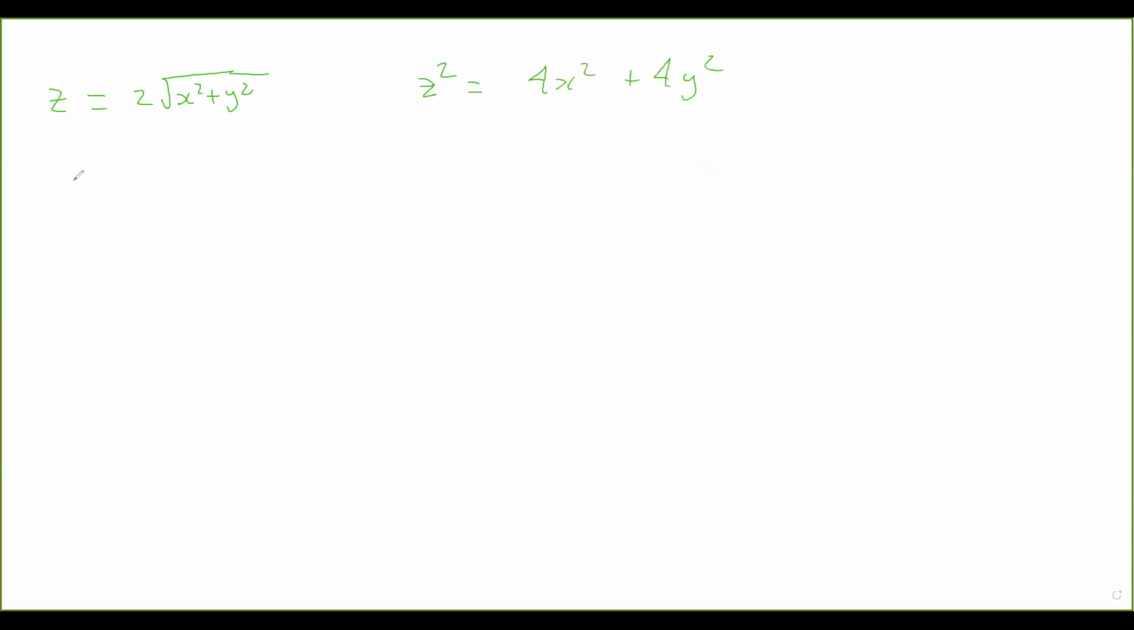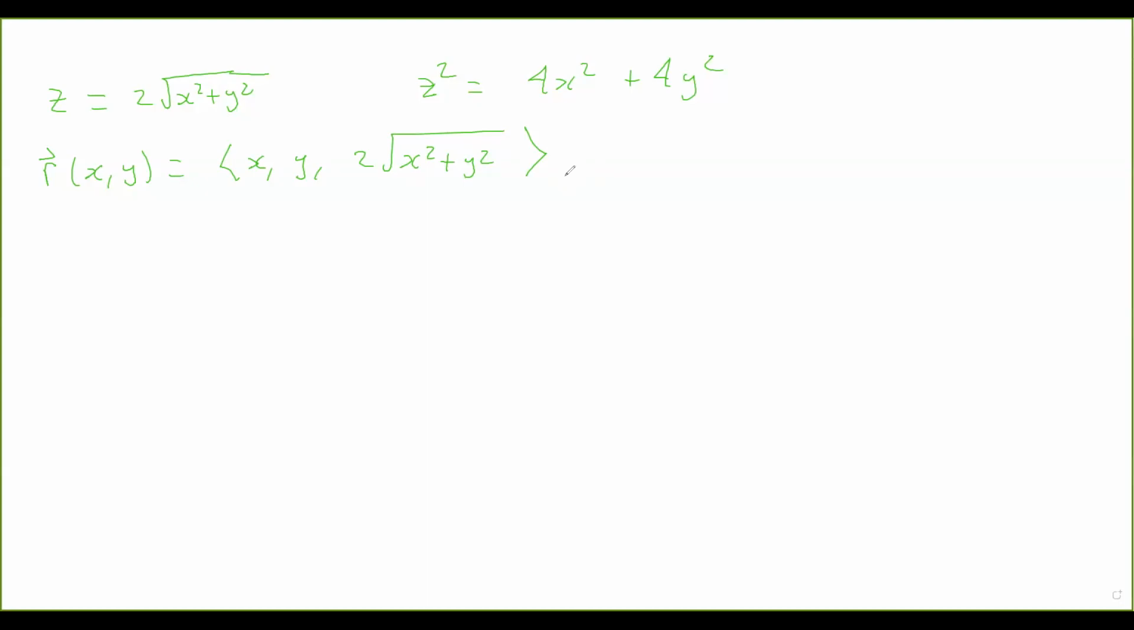Now the first parameterization, the most obvious one, is just to use the fact that this is the graph of a function. And so we could say r of x, y, I'll just stick with x and y as the parameters. This is (x, y, 2 times the square root of x squared plus y squared).